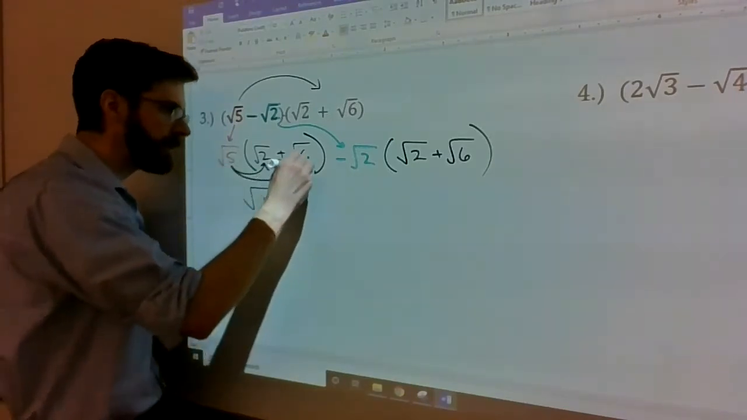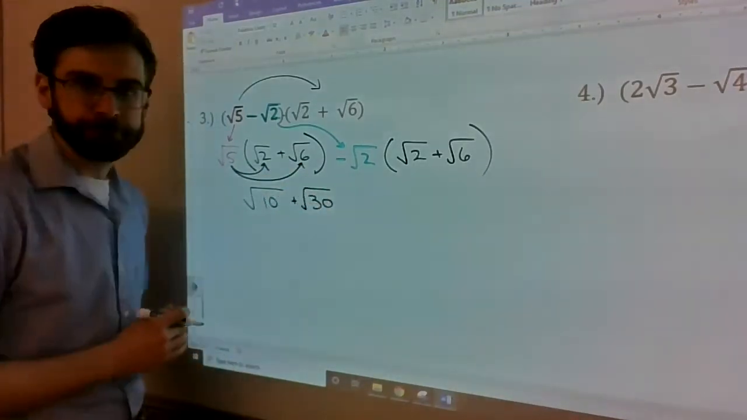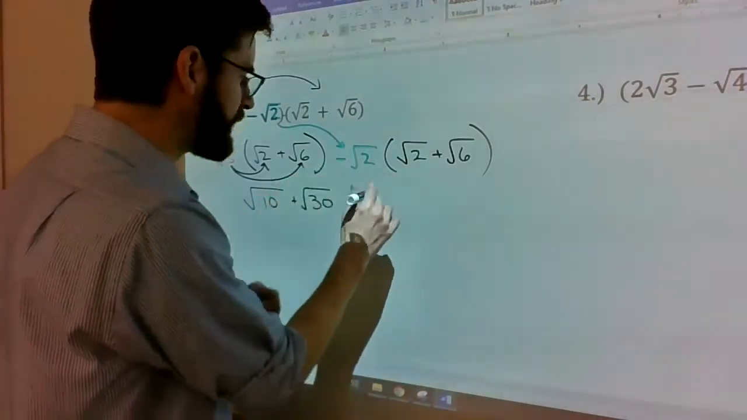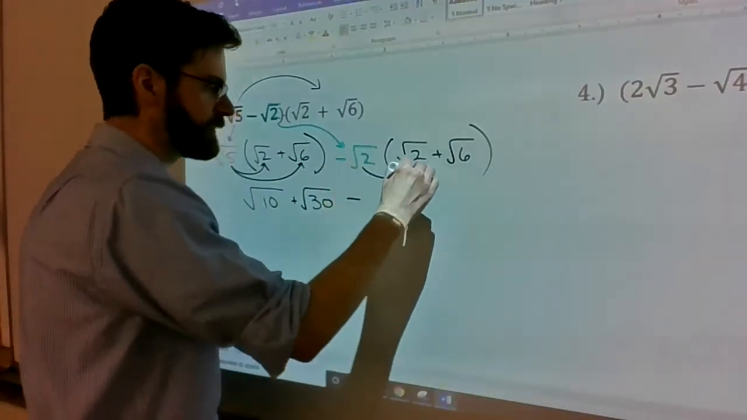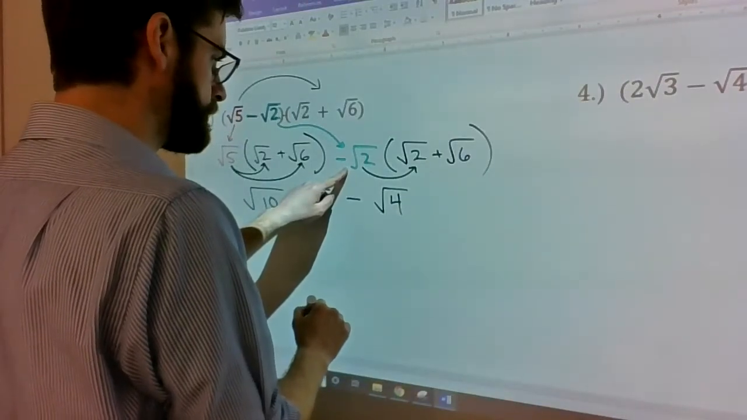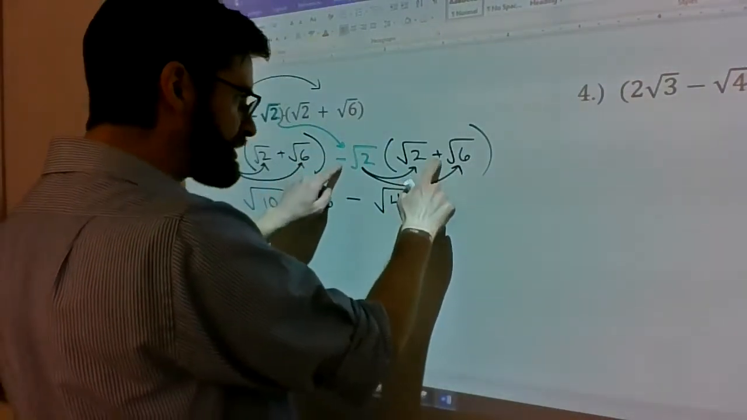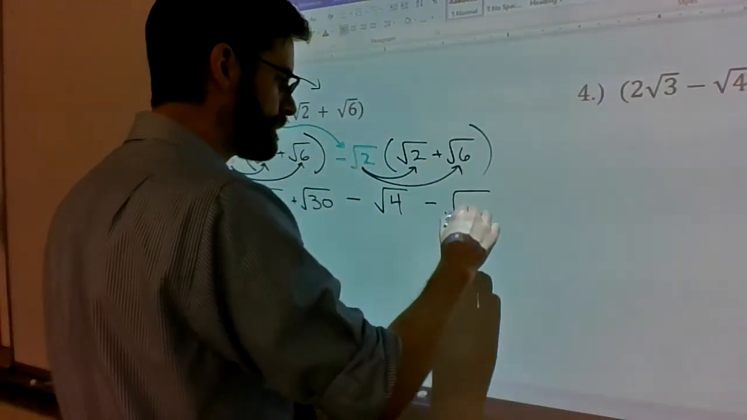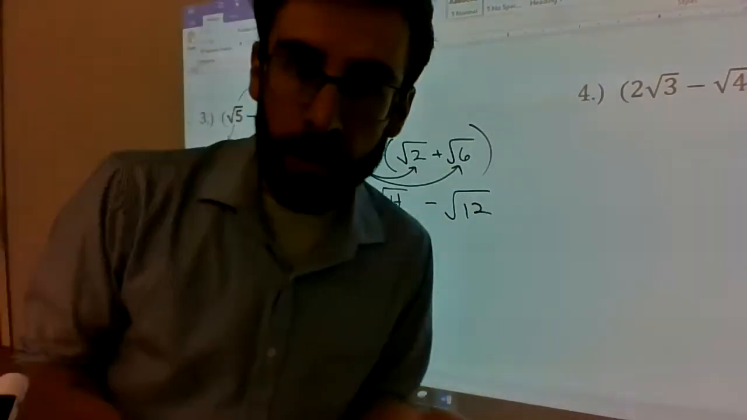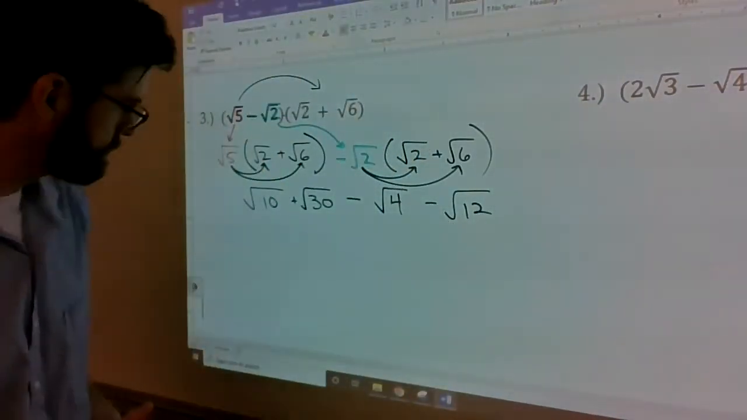Here, you're going to get plus root 30. Okay? Over here, you're going to get minus root 4. And over here, you're going to get a negative times a positive, minus root 12. Now it looks like something from above. Can you simplify this?